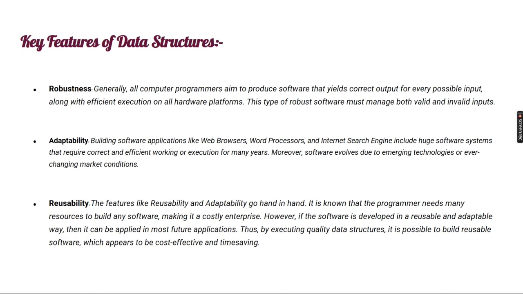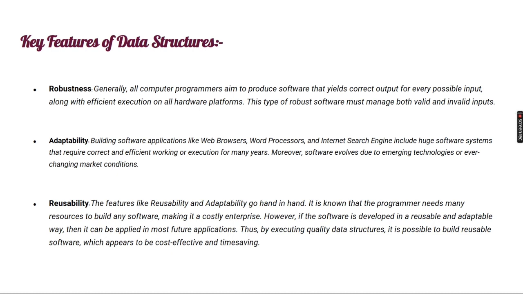Second is adaptability. Software applications like web browsers, word processors, and internet search engines are huge software systems that require correct and efficient execution for many years. Moreover, software evolves due to emerging technologies or ever-changing market conditions.